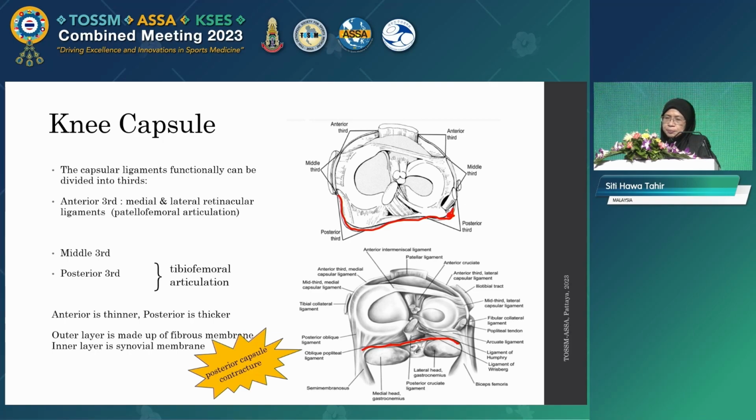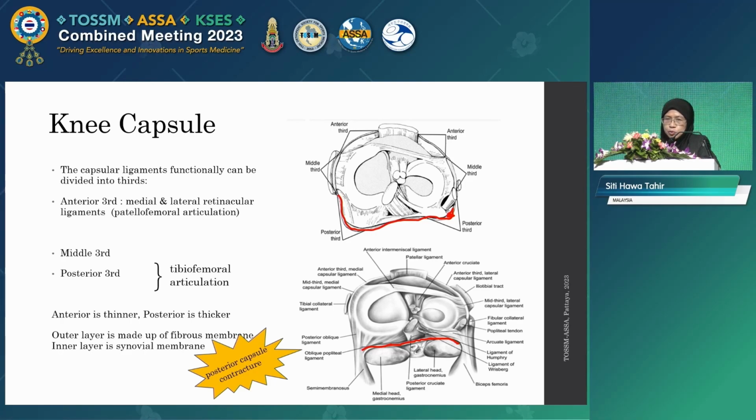So now, let's ask ourselves, why does this really happen? How does this happen? Functionally, let's look at the capsule. It can be divided into thirds: the anterior third, middle, and the posterior third. The middle and the posterior third form the components of the tibiofemoral articulation. So let's focus here. What I write in red is the posterior capsule. It lies just behind the PCL fibers. So in theory, following PCL injury, this posterior capsule can be injured as well.